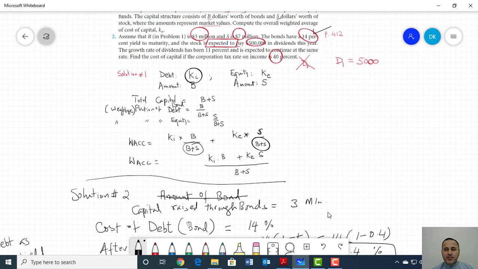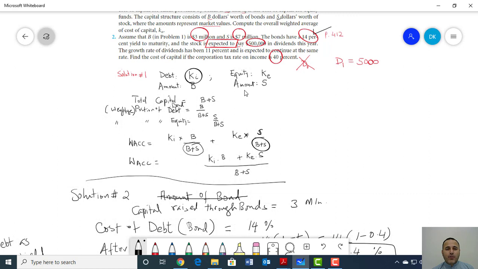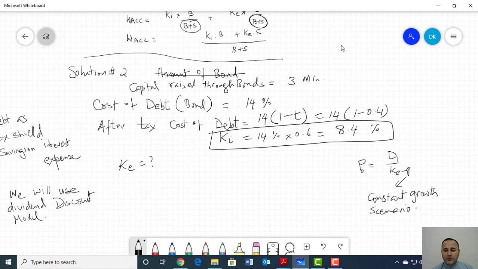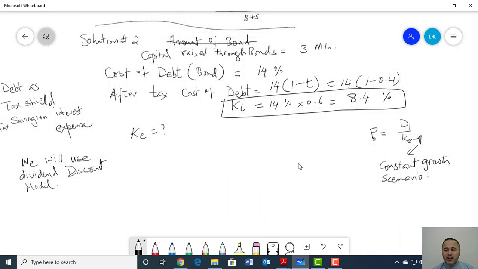As you can see here, the market value of the stock is $7 million. So I can actually find out KE. KE is equal to D1 divided by P naught plus G. I have all the numbers. D1 is $500,000, it's given in the question. P naught is $7 million.